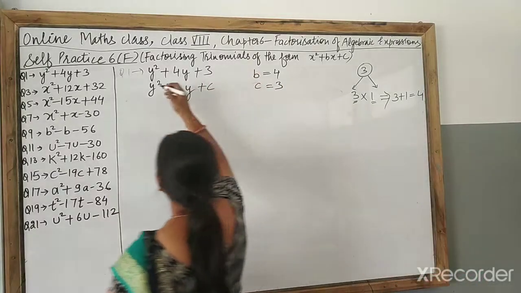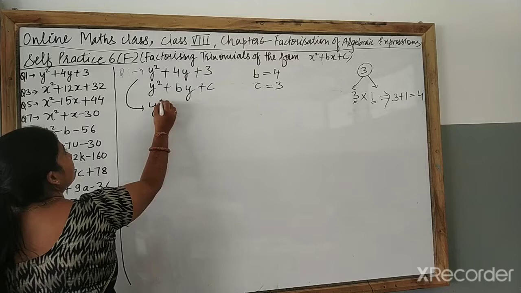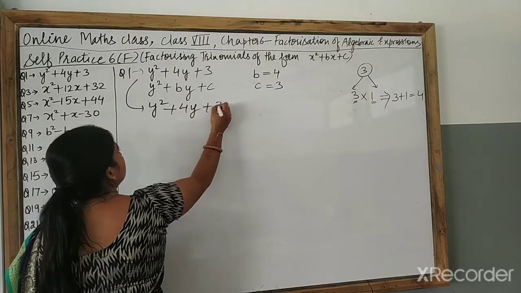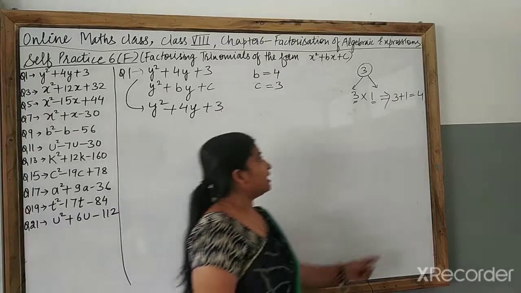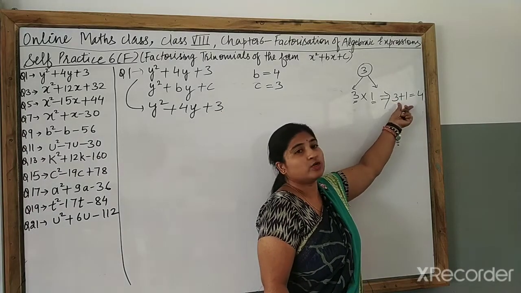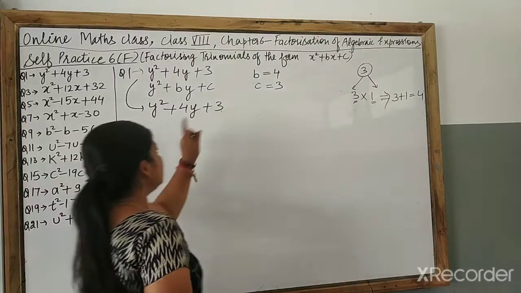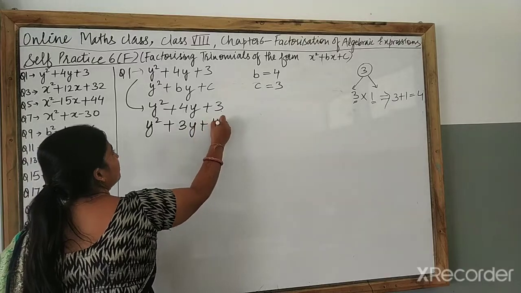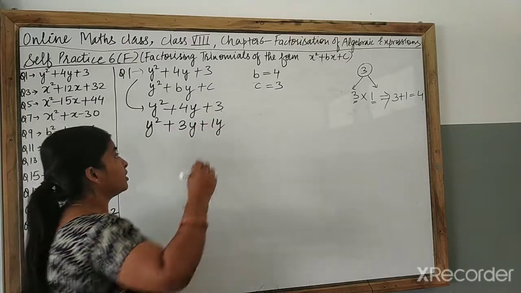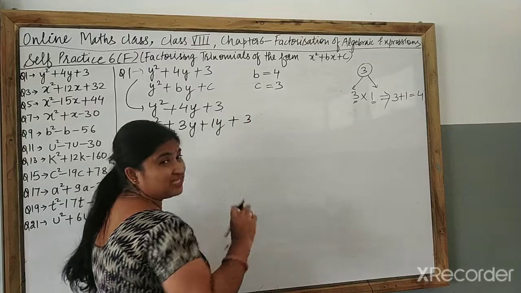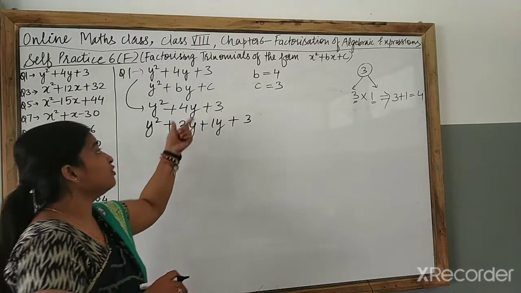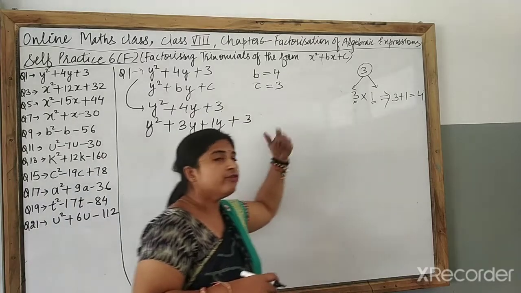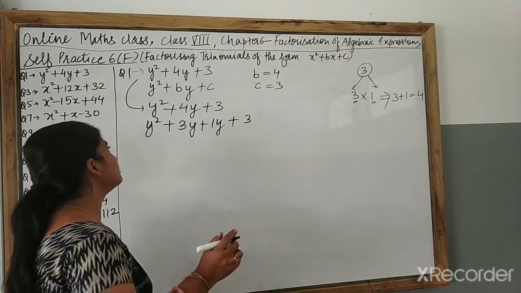So here how will you do it? We are having y square plus 4y plus 3. You said that you have split this 4 in two parts, 3 and 1. So can I write this 4y as 3y plus 1y? This split is important. Plus 3. This is called the middle term split. The middle term we have split into two parts. This is the method. We will see it in more questions. You will understand it very easily.